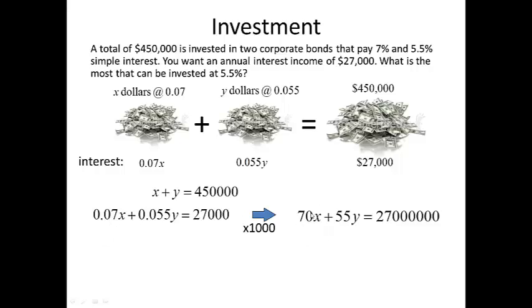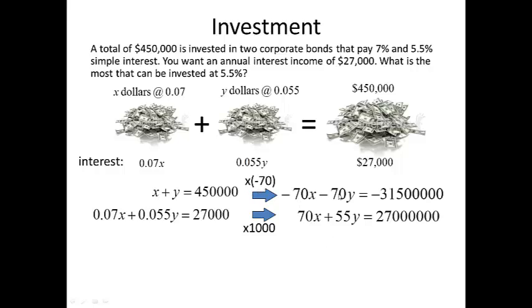1, 2, I need to add another 0. 1, 2, 3 over here. And then I have to add 3 more zeros on the 27,000. Now, so that I can cancel them out, I'm going to multiply the top equation by one of these variable coefficients. I multiply by a negative 70.